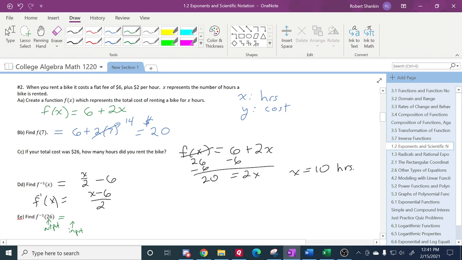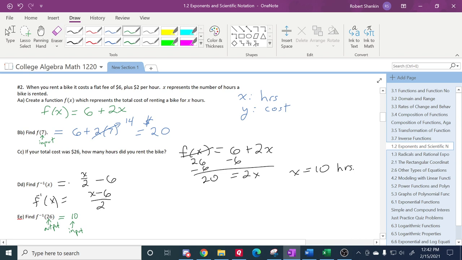Normally, when you have F of 7, that's an input. That's 7 hours, and this is the cost. That's the output. But when you have the inverse function, it just reverses their roles. So it's saying that the cost was $26, and it says, find the number of hours. Well, we already know that. It's 10. So F inverse of 26, we already computed that. It's 10.